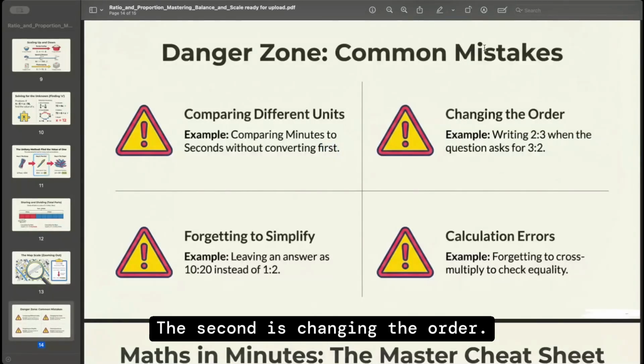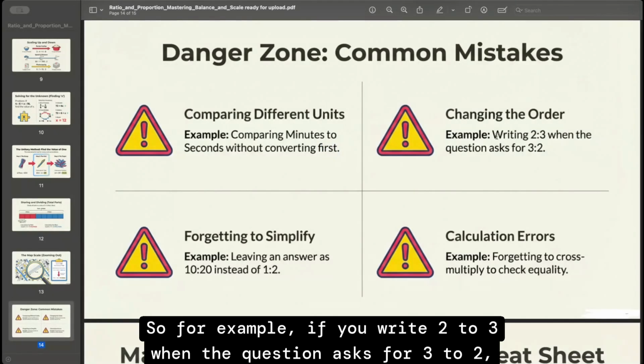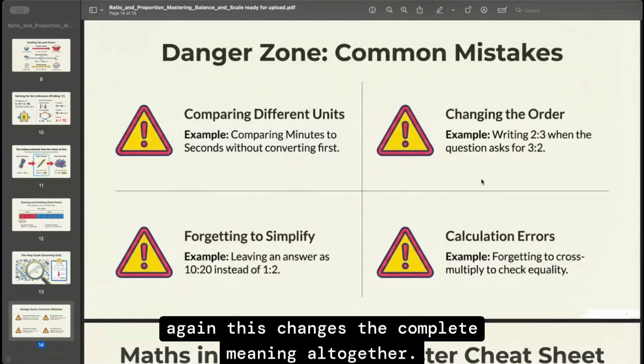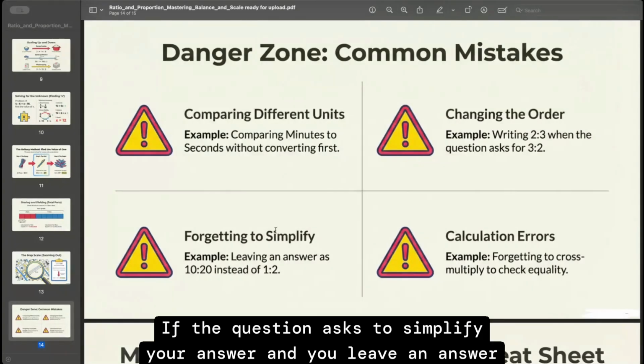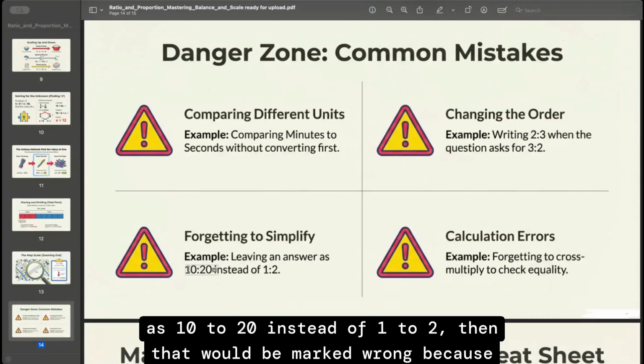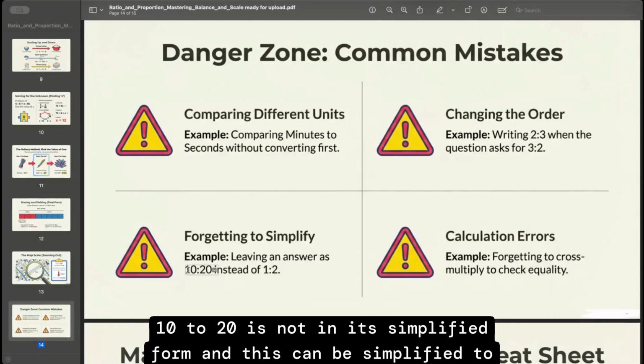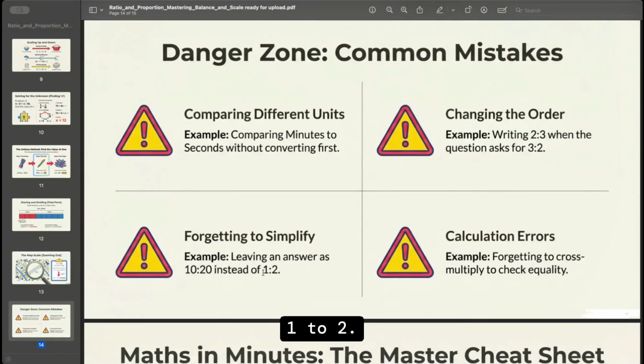The second is changing the order. So for example, if you write 2 to 3 when the question asks for 3 to 2, again this changes the complete meaning altogether. The third one is forgetting to simplify. If the question asks to simplify your answer and you leave an answer as 10 to 20 instead of 1 to 2, then that would be marked wrong because 10 to 20 is not in its simplified form, and this can be simplified to 1 to 2.